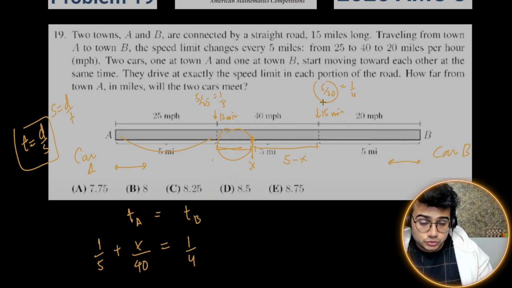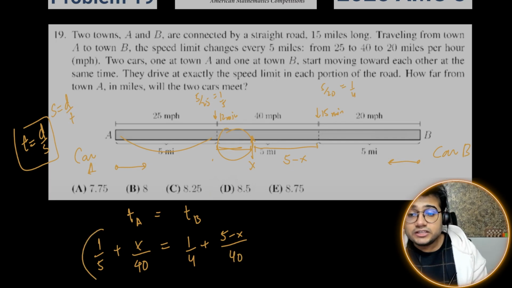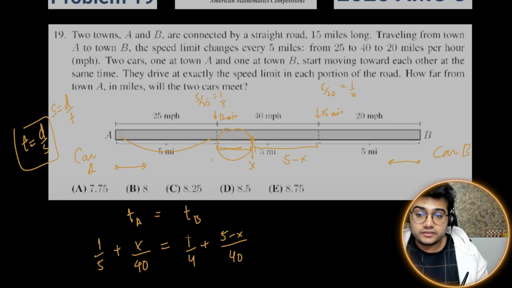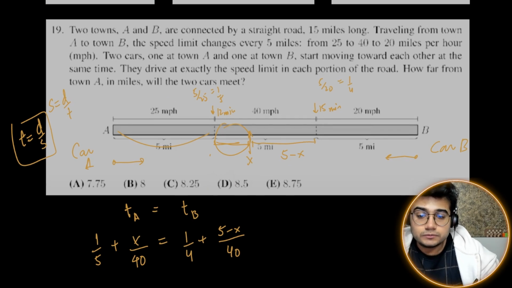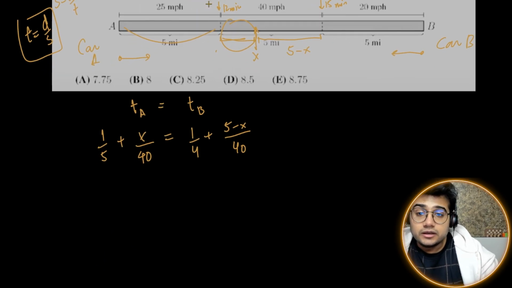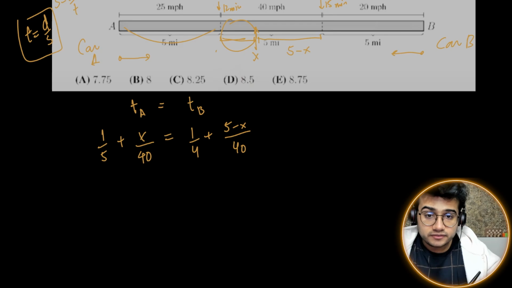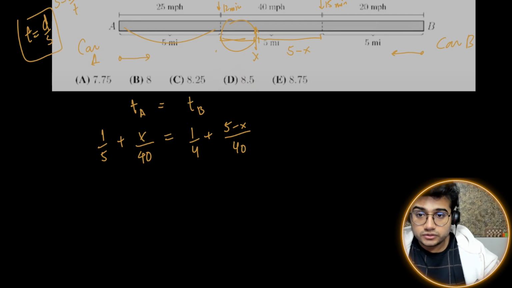Again, 5 divided by 20, plus what is this distance? This distance is 5 minus x, and it does that at 40 kilometers per hour, so 5 minus x divided by 40. And these two must be equal because they said that they meet somewhere in the middle, right? So let's solve this. This is an equation in terms of x, and we can easily solve it and find out what x is. So this is just algebra.